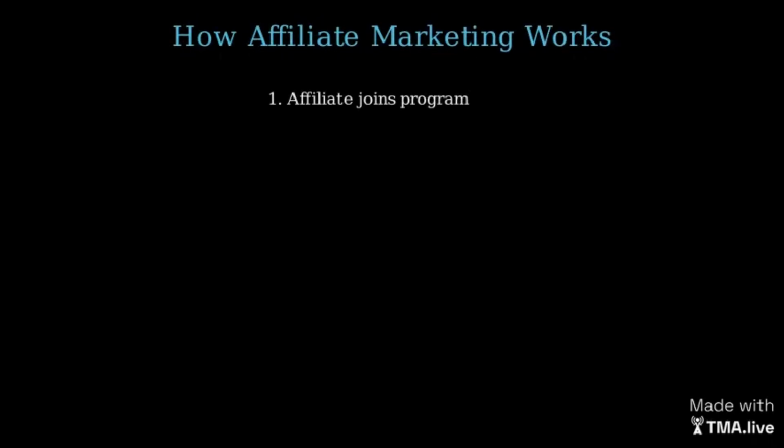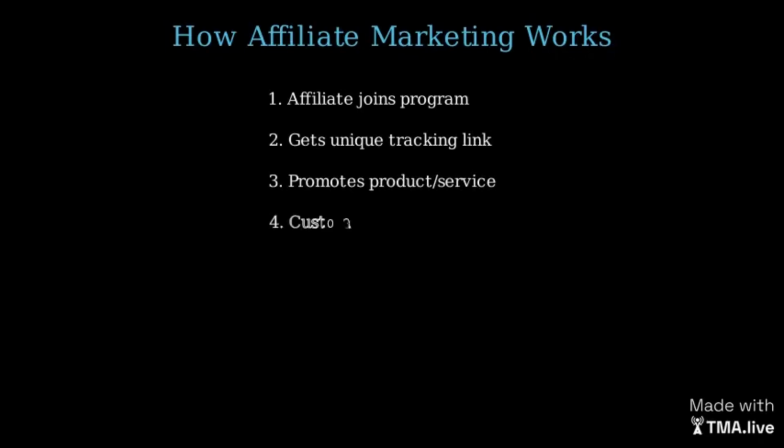Affiliate programs use different commission structures. Pay per sale gives a percentage of each purchase. Pay per lead compensates for customer information, and pay per click rewards for driving traffic.